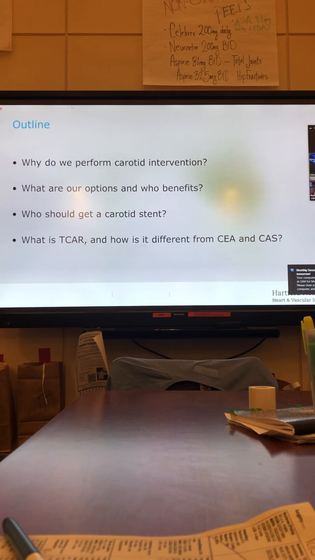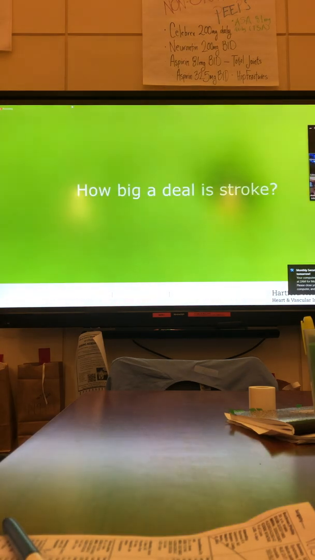So why do we perform carotid interventions? What are our options and who are the patients that benefit? Who should get a carotid stent and what is TCAR? How is it different from traditional carotid procedures and carotid stenting?